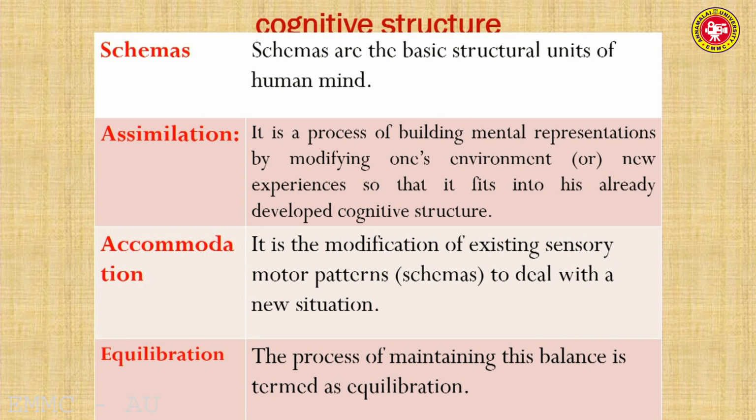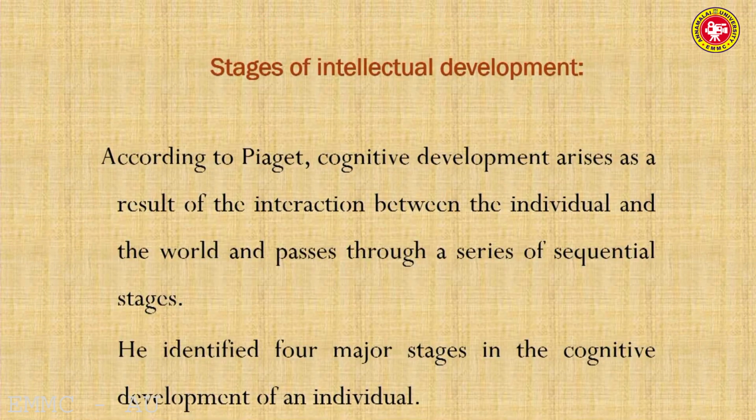He explains assimilation, accommodation, equilibrium. Assimilation is the process of building mental representations by modifying one's environment or new experiences so that it fits into his already developed cognitive structure. Then second, accommodation. It is a modification of existing sensory motor patterns to deal with a new situation. Equilibrium is the process of maintaining both assimilation and accommodation. Equilibrium is the essential process in Piaget's stages.